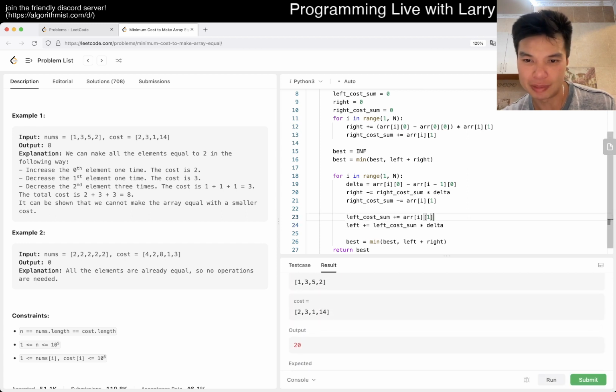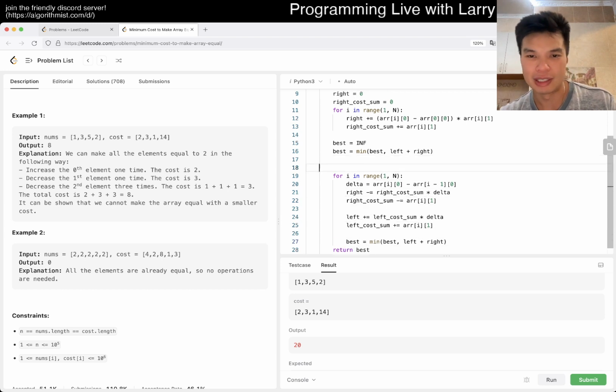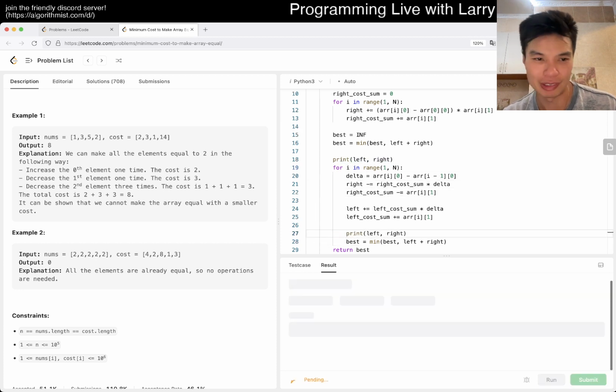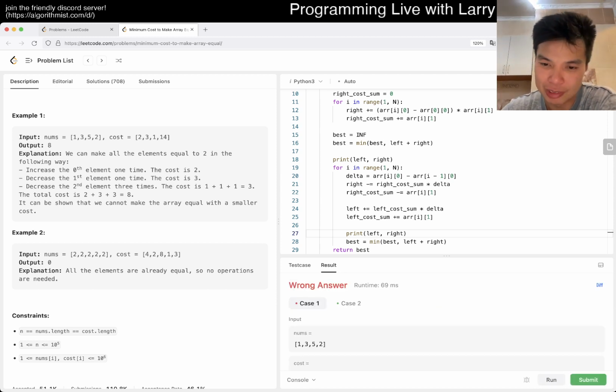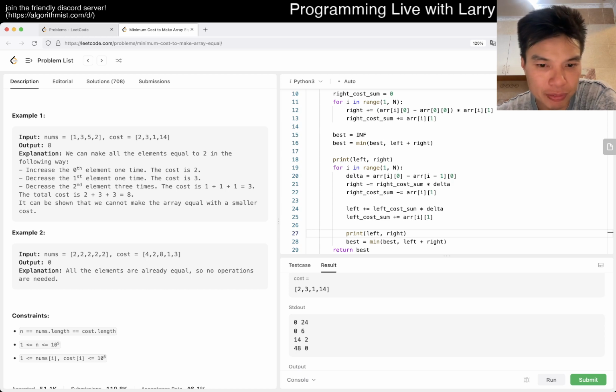Man, I am confused. Okay, so here I just print out the stuff. I really do need pen and paper for this, so that I can figure it out and get all my indexes correct. Okay, so 0 and then 24 on the right side.